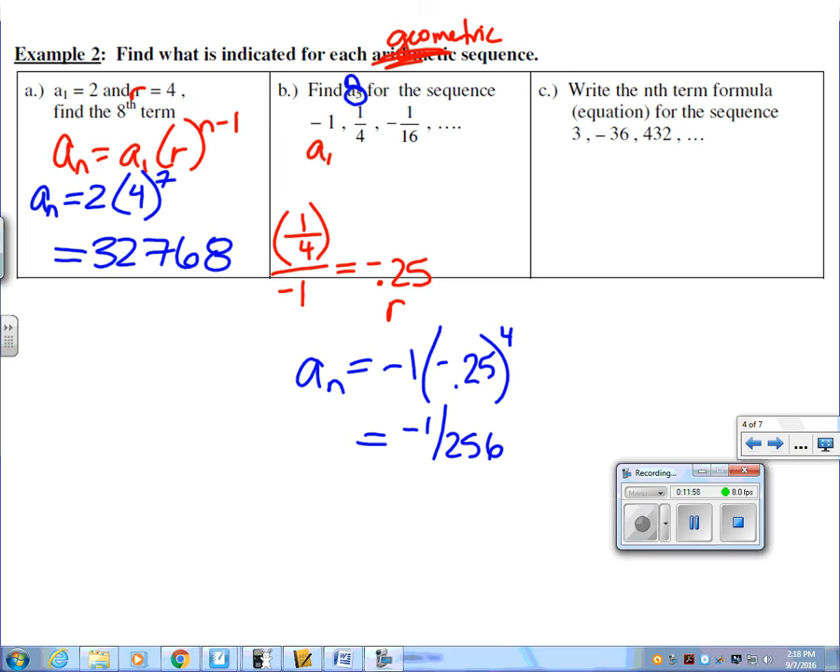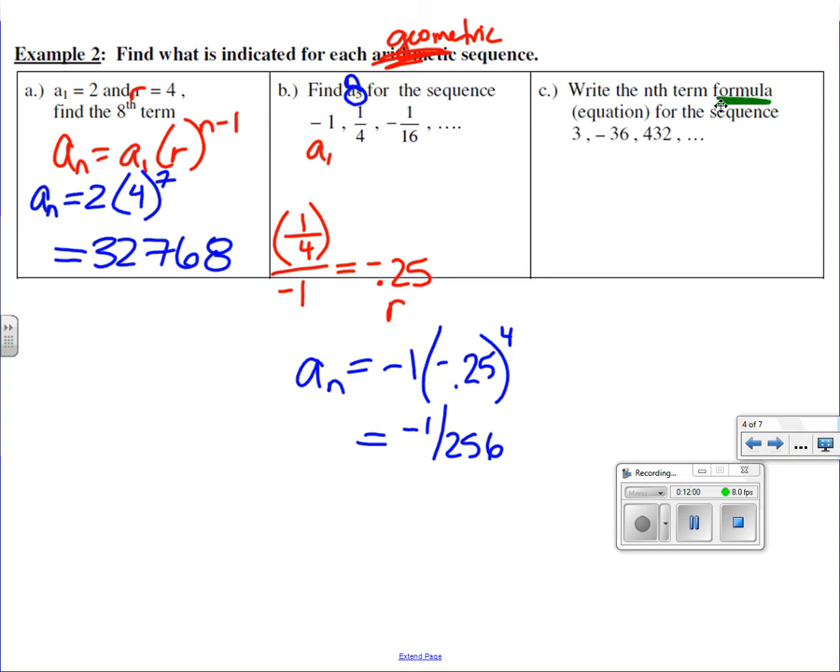C, write the nth term formula for the sequence. So for the formula, it's just going to be AN equals. Remember, for a formula, you're not going to get a number answer. You're going to get something weird. Do I know what A1 is? What is it? 3. Okay. Sterling, do I know what R is, or can I find it? How can I find it? Good. -36 divided by 3 gives you -12. Good. So that's your R.